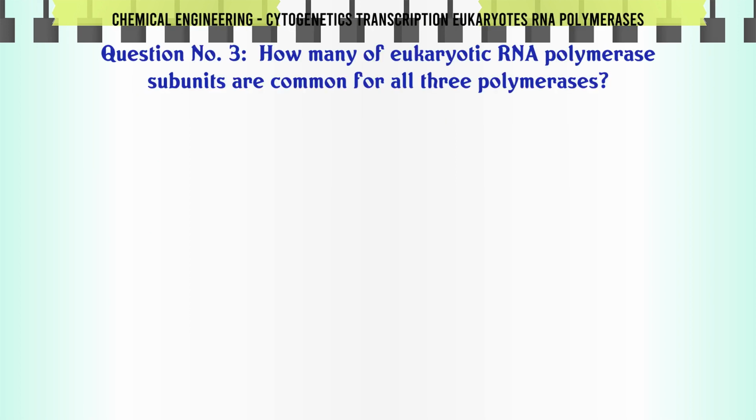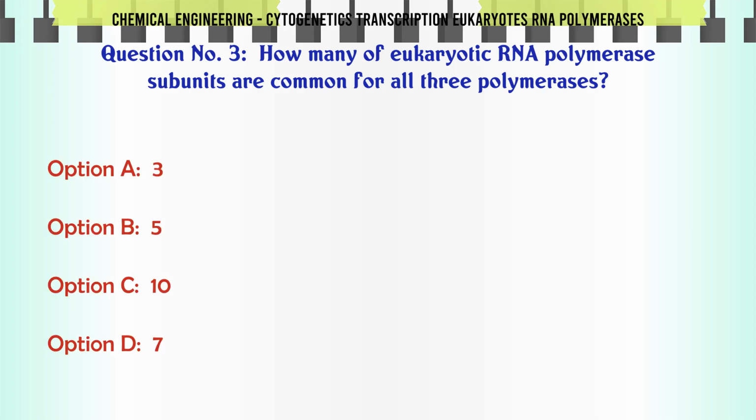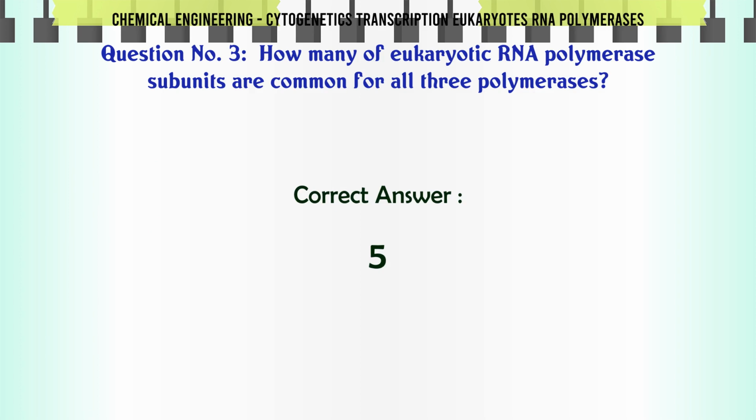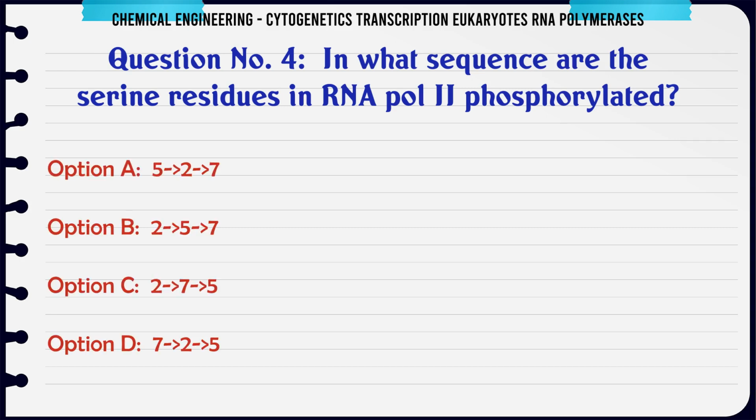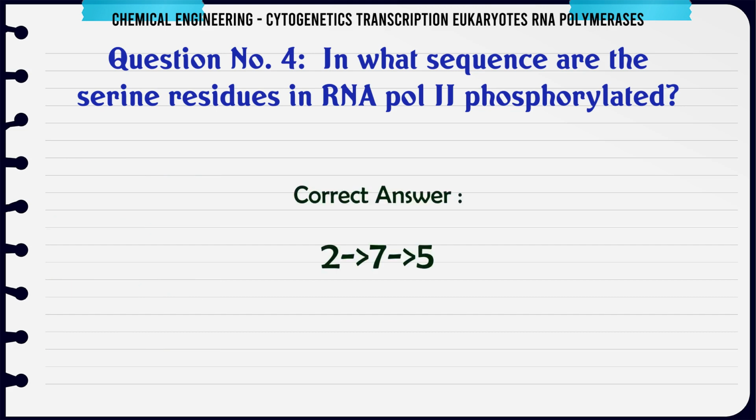How many of the eukaryotic RNA polymerase subunits are common for all three polymerases? A: 3, B: 5, C: 10, D: 7. The correct answer is 5. In what sequence are the serine residues in RNA pol 2 phosphorylated? A: 527, B: 257, C: 275, D: 725. The correct answer is 275.